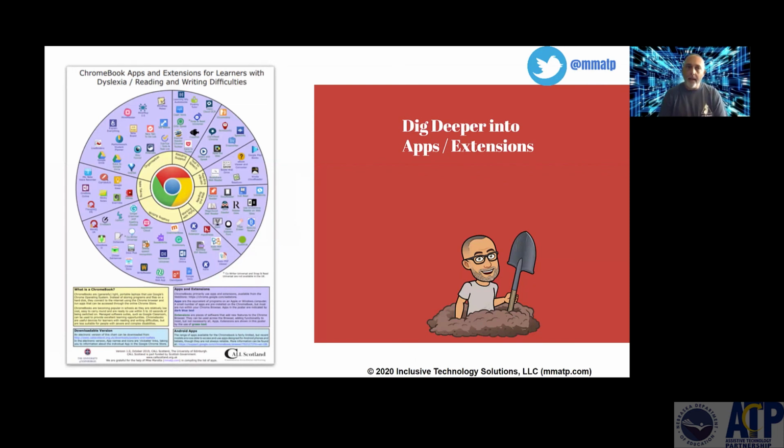This is an app wheel from the call center in Scotland. It's a Chromebook apps and extension wheel for learners with reading and writing difficulties. But one of the little areas of focus is organization. It's on the top left corner, at about 10 o'clock, 11 o'clock, if you think about it from the clock face perspective. Organization. And it shows you some things to try.